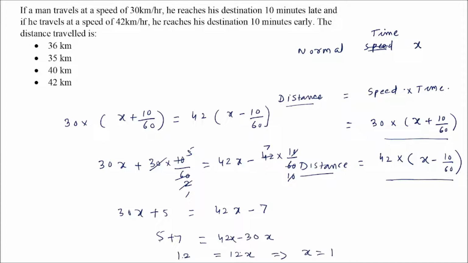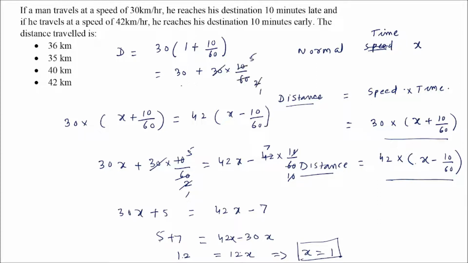So what is to be calculated? We have to calculate the distance. We have calculated this: x is equal to 1. So if you put 1 here or here, we will get the answer. So distance is equal to 30 into (1 plus 10/60). So what will be this, students? This is 30 plus 30 into 10/60. See, 2 fives are 10. So 30 plus 5, it will be 35.